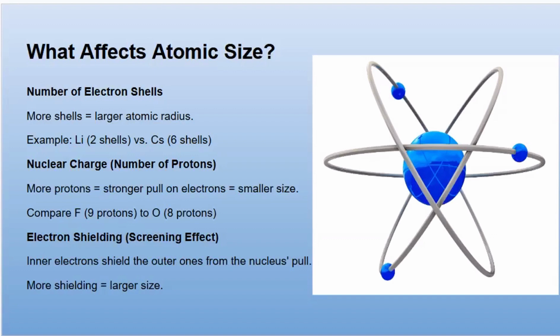Number 2, nuclear charge. That is protons in the nucleus. The more protons an atom has, the stronger it pulls on its electrons. So even if the shell number stays the same, more protons means the atom shrinks a bit. For instance, fluorine with 9 protons is smaller than oxygen with 8. Number 3 is electron shielding. Inner electrons block the attraction between the nucleus and the outermost electrons. More shielding means less pull, which means larger size. This becomes more noticeable as we move down a group in the periodic table. So remember, it's all about shells, protons, and shielding.